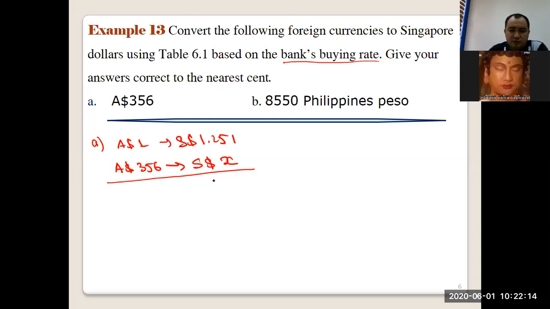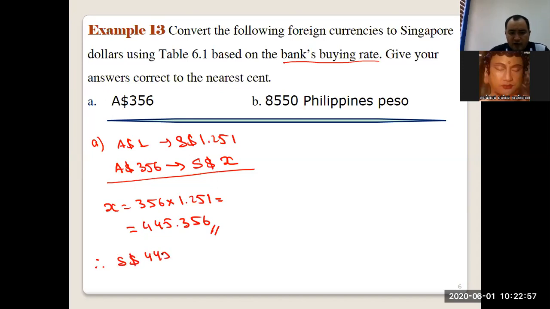So this is a rate problem. Just cross multiply. 1 times x is equal to x. We don't have to write the signs, already we have dollar signs here. So that's equal to 356 times 1.251, which is equal to 445.356 Singaporean dollars. So for this Australian amount, you can get 445.356 Singaporean dollars.